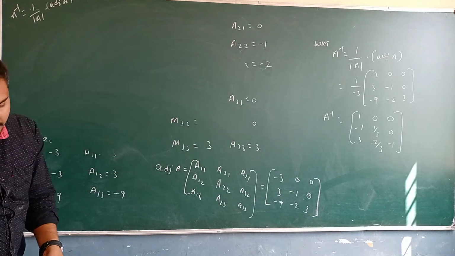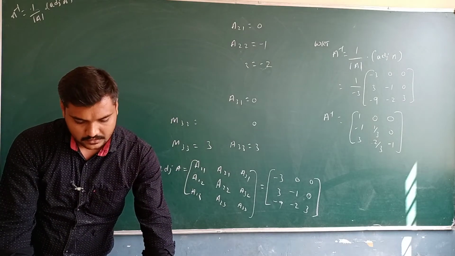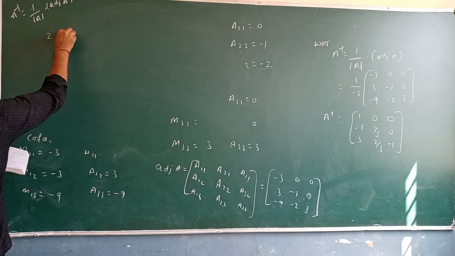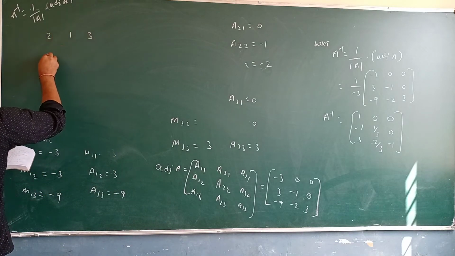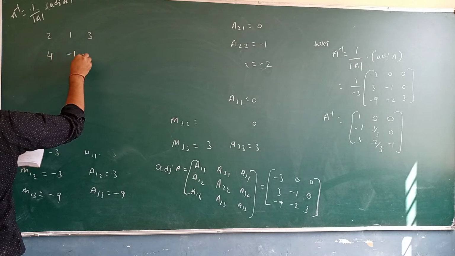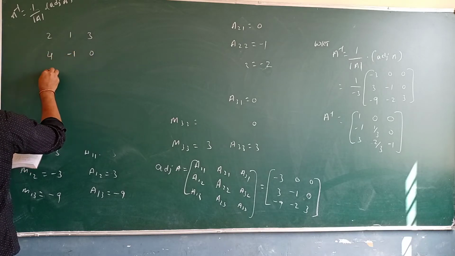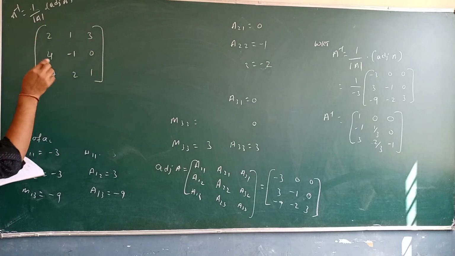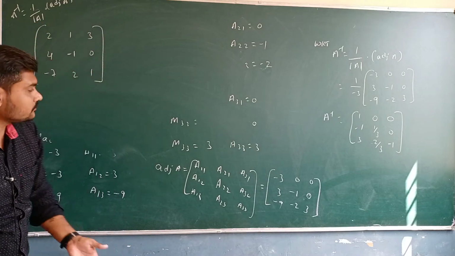So again we have another question which is related to the order 3 cross 3. That's going to be 2 1 3, 4 minus 1 0, and minus 7 2 1, which is similar to the previous one.